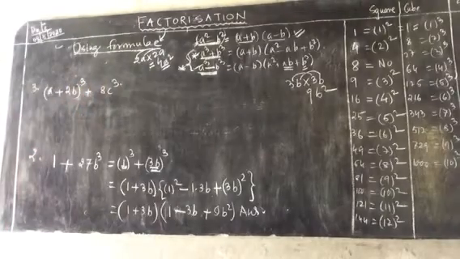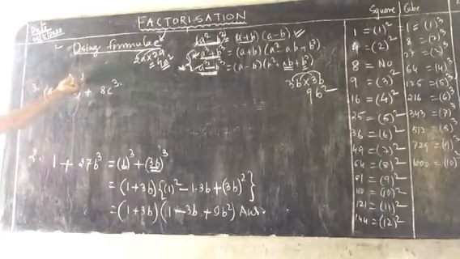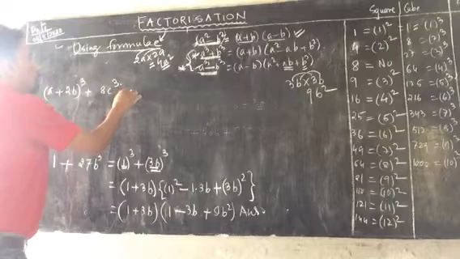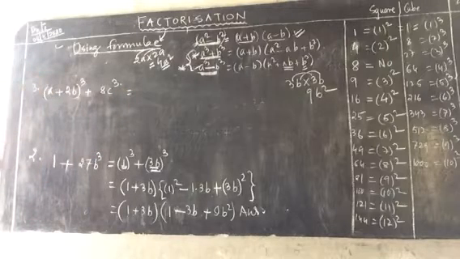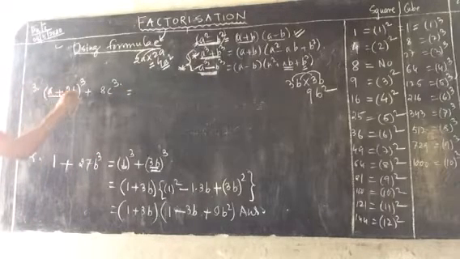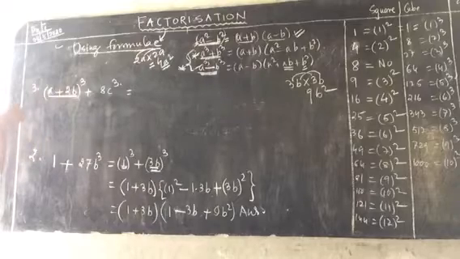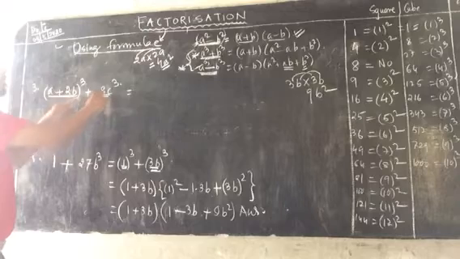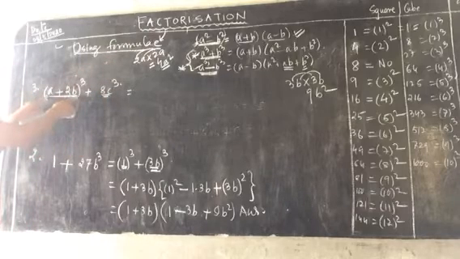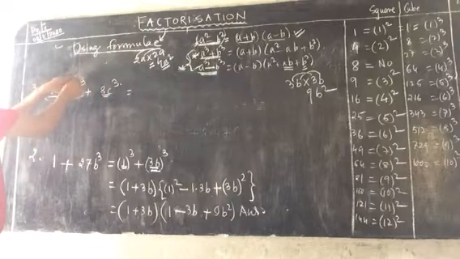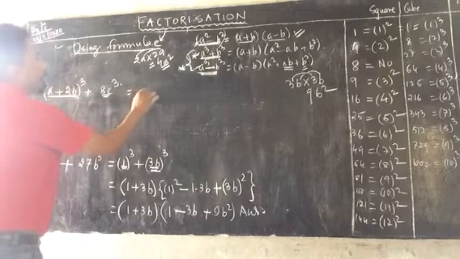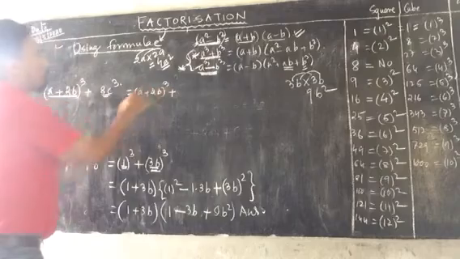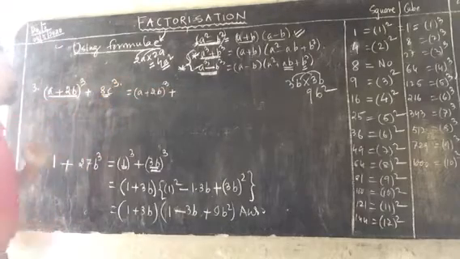See here. A plus 2B whole cube plus 8C cube. First of all, you always remember it is given in the long form. This whole expression you have to assume as A, and now this you have to write in the form of B cube. It is already given in the form of A cube. You don't have to touch this one. Now you have to express this also in the form of B cube.